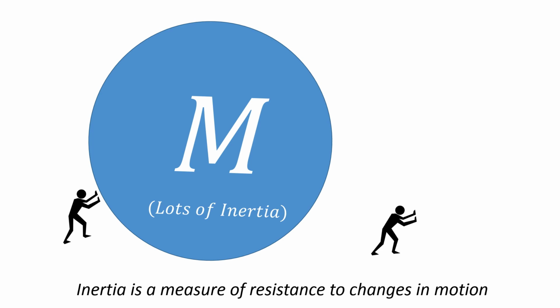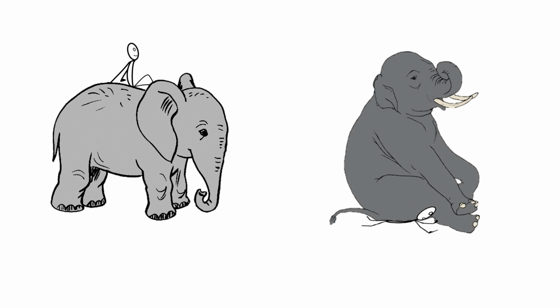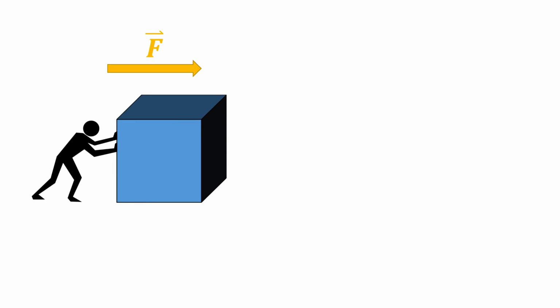This explains why an elephant, which has lots of inertia, will have no problem carrying around a person. Its motion won't be changed very much at all, whereas the reverse never seems to work very well. To get an object at rest to start moving, you need to apply a force onto it. This force causes the object to accelerate.